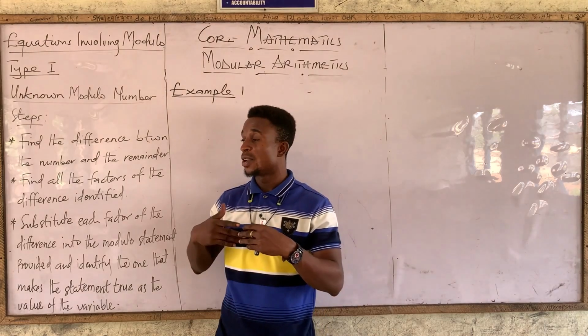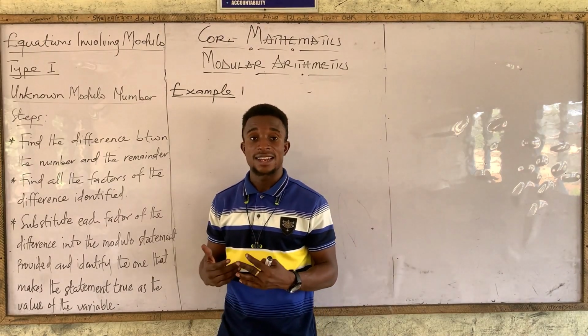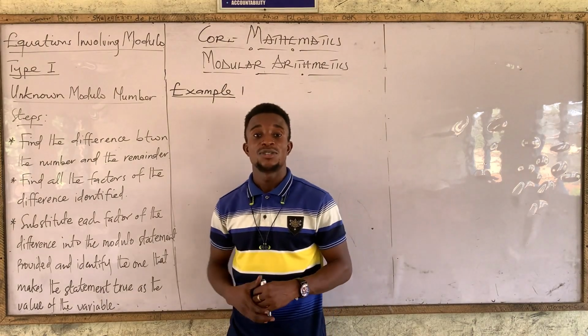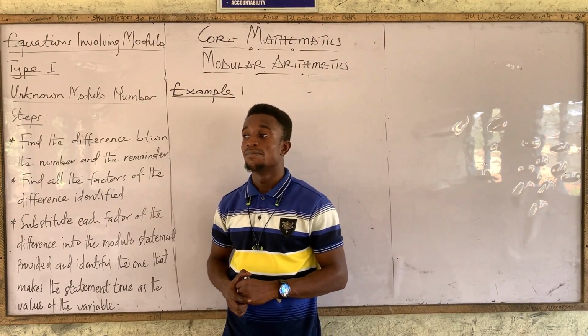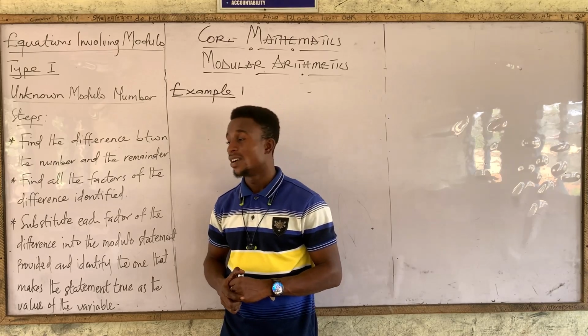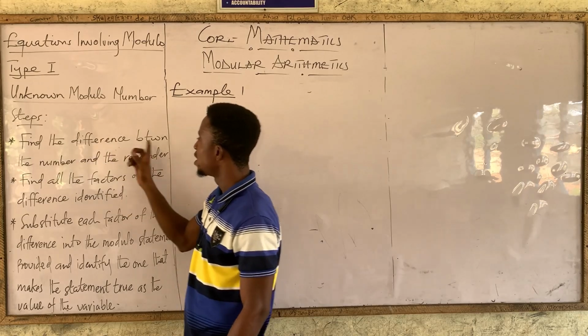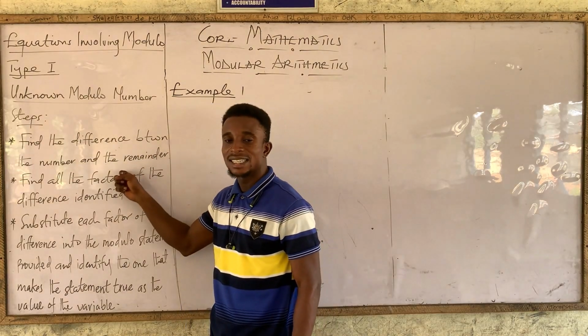And if you're able to solve more examples after understanding these steps, definitely you are not supposed to memorize them. Are we getting that? Okay, so let's now proceed. The first step says: find the difference between the number and the remainder.